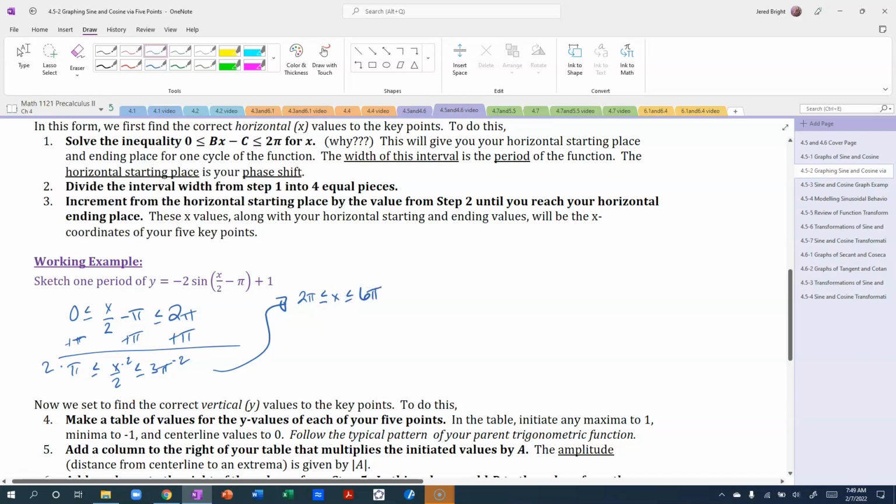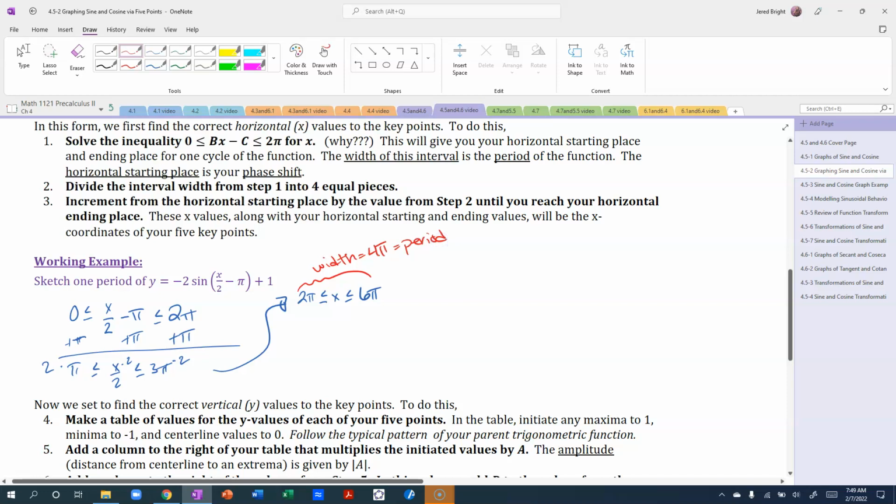Okay, so that would be one period of this particular function, or one cycle of the particular function. And then from here, this is a width. So I'm just going to make a comment here. So the width is 4 pi, and that's the period.